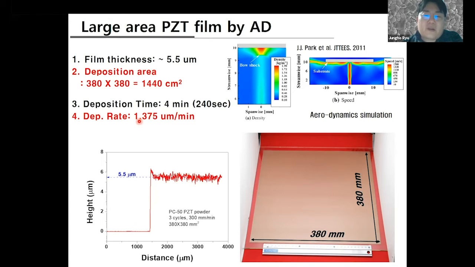Sputtering is typically 3 micron per hour or 2 micron per hour, so this speed is much faster than sputtering or other PLD. The deposition rate is really fast, and you can see here this film is 5.5 micron thick. Of course, because the mechanism of deposition is using high kinetic energy of particles, the surface is not very smooth like sputtered films, although the uniformity itself is not very bad. When we are making MEMS devices, sometimes we do CMP polishing on the surface. It is possible because the thickness can sometimes be more than 10 or 20 microns.